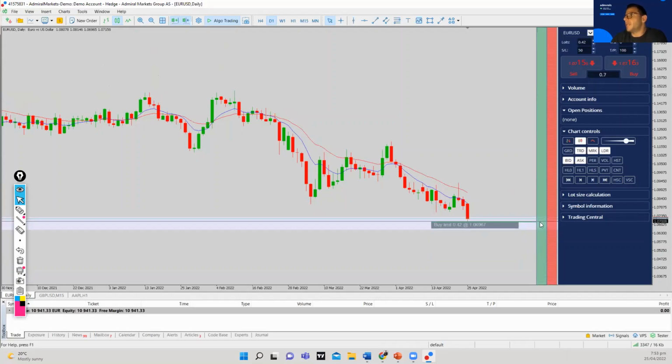On the contrary, if I want to sell below the current price, it's sell stop. If I want to sell when the price comes higher than its current level, it's sell limit. And I just click it, and the order is going to take place. However, I have to fill up the form here.